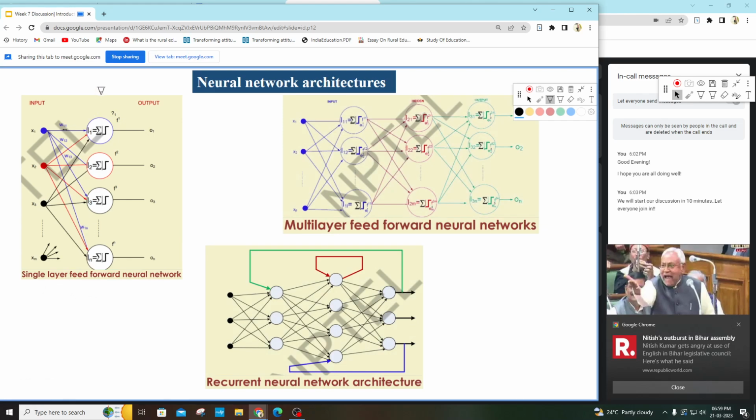Here you can see there is only one layer of neurons, and we are giving the inputs to the layer. When we give x1, this x1 will have some importance for this neuron. That importance is given by this weight w11. So this is x1 into w11.